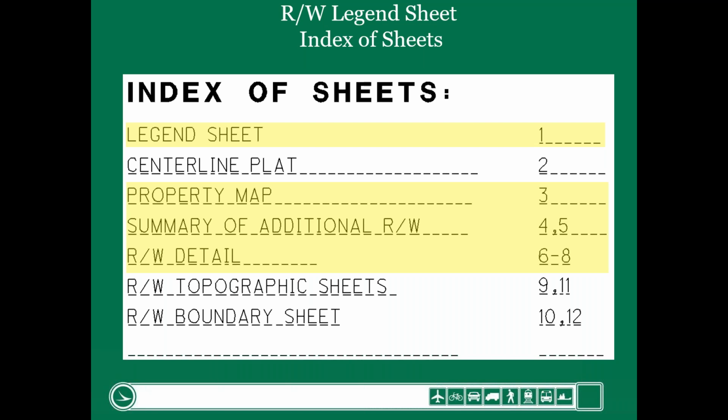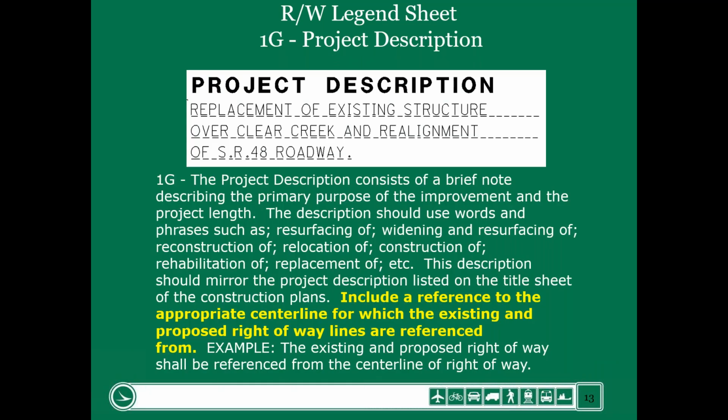We will talk briefly about the topo and boundary, but I'm not going to cover those sheets. In the upper right-hand corner, just like in the construction plans, we have the project description. This one did not have it, but what I want to point out is we do require the right-of-way designer now to include a paragraph underneath the description that says include a reference to the appropriate center line. I've got that highlighted in yellow here. Center line for which the existing and proposed right-of-way lines are referenced.